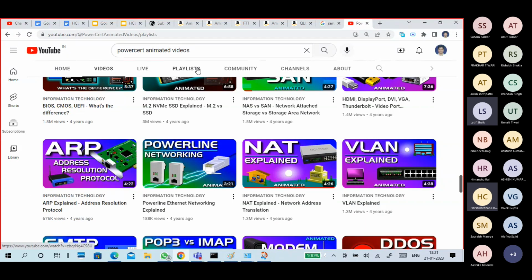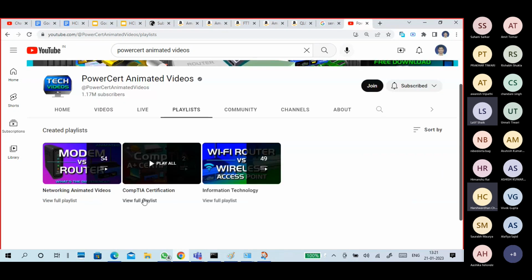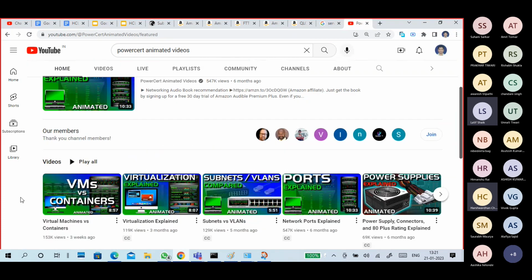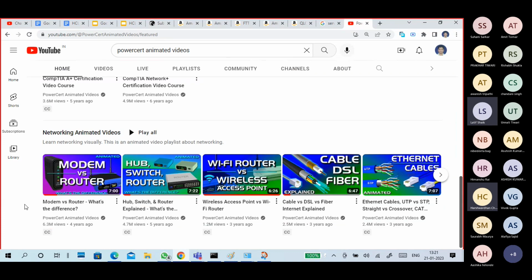They are also separated into a networking part and a hardware part. A Plus means the hardware part, Network Plus means the networking part. Information technology means it's overall technology; anything can be inside. Okay, that's the point, guys.